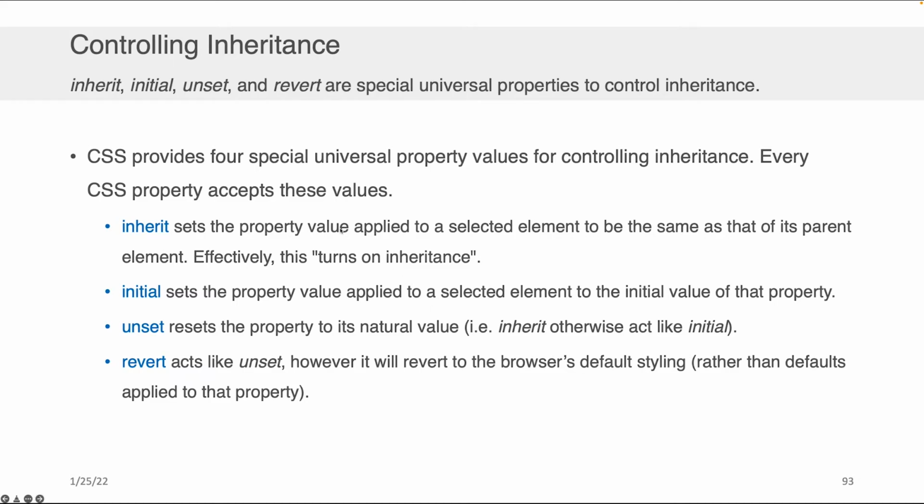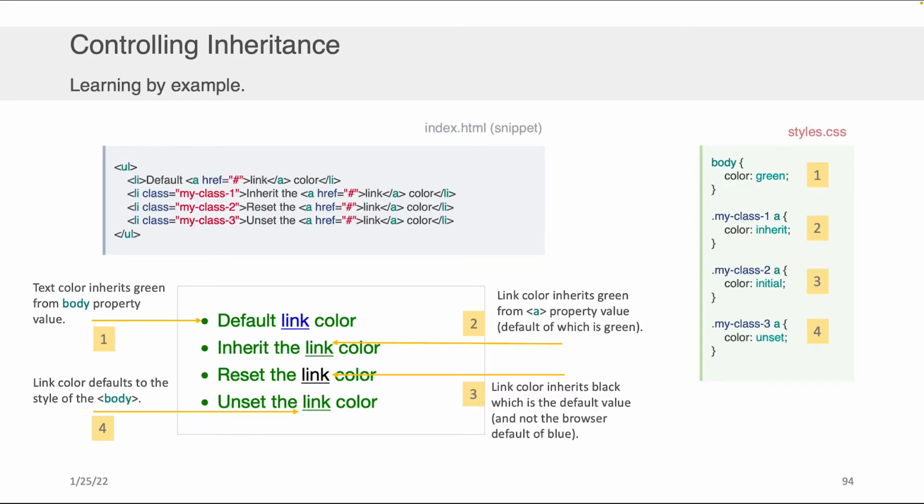Okay, so I think the main thing to know here is that inheritance is actually your friend. You shouldn't fear this element of inheritance that exists in CSS. It's a good thing, but just know that you can, in certain circumstances, if needed, turn it off. That's the reason I'm bringing this up. So let's take a look at how to control inheritance by example.